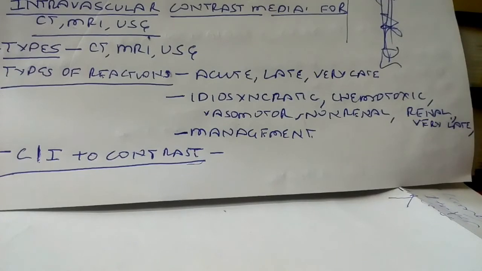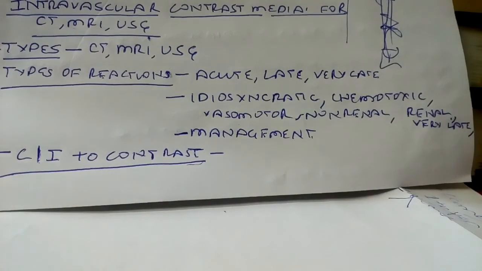Now reactions can also be defined on the basis of mild, moderate, and severe. Mild is basically just nausea, a mild amount of vomiting, a little dizziness. Moderate reaction is severe vomiting, bronchospasm, breathlessness, and edema and swelling over the entire body. And very severe are cardiac arrest, seizures, and cerebral arrest. These are the types of severe reactions.